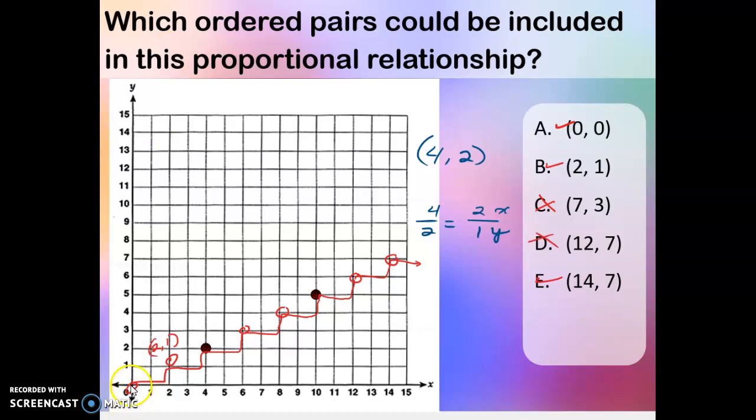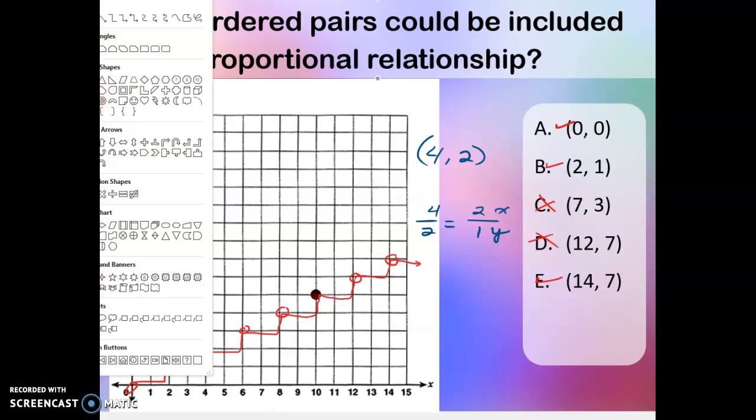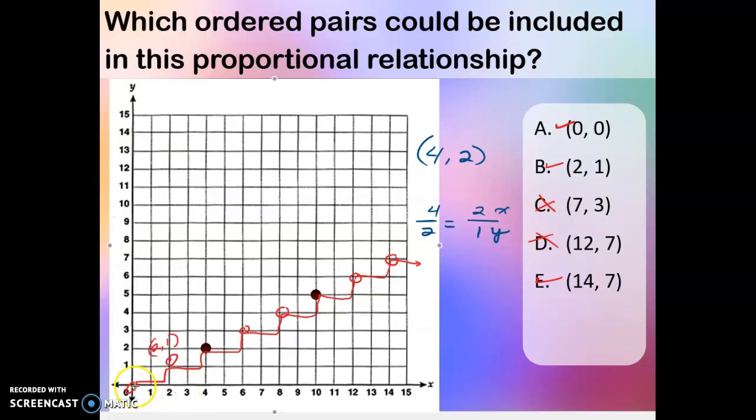So if you're drawing your line, it would start at 0, 0 and it would go up through all of these. It would hit each of the dots, because that would then be your line going through all of those points.